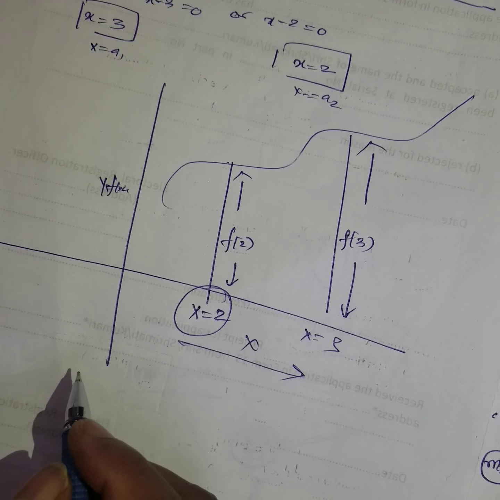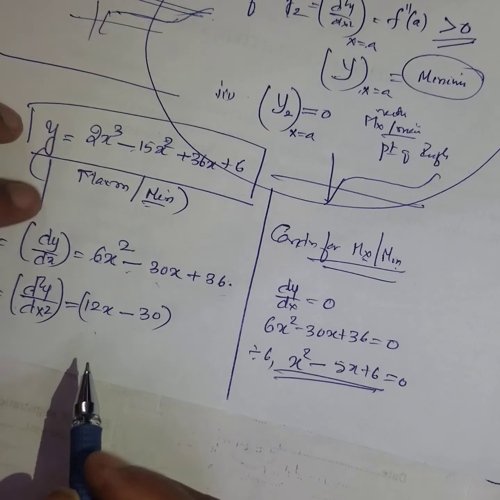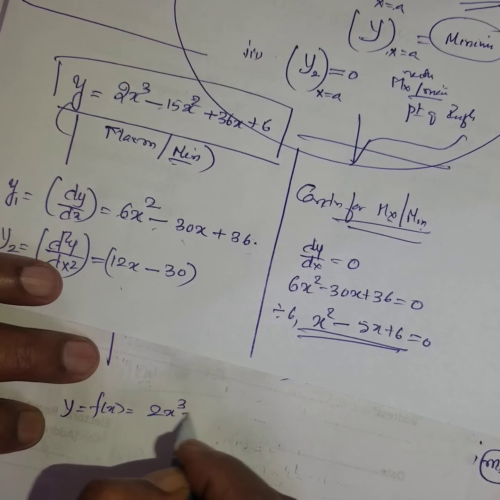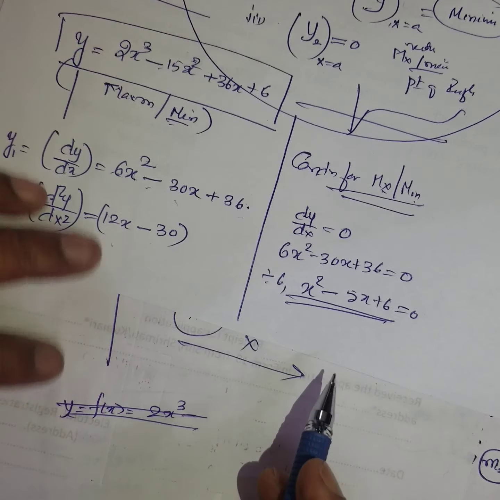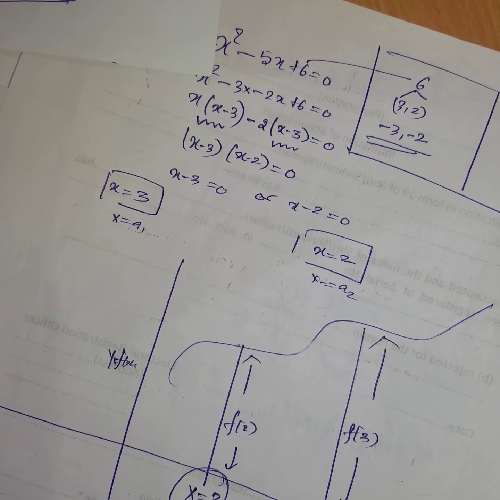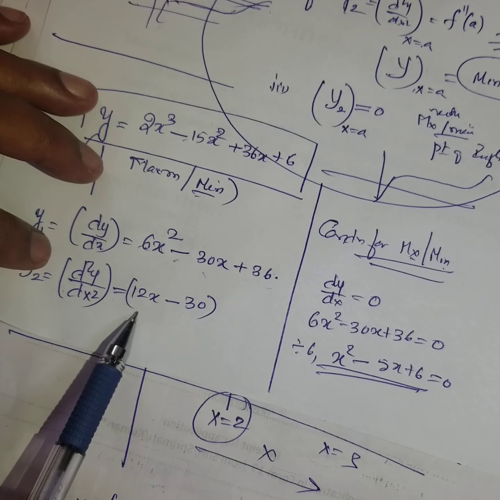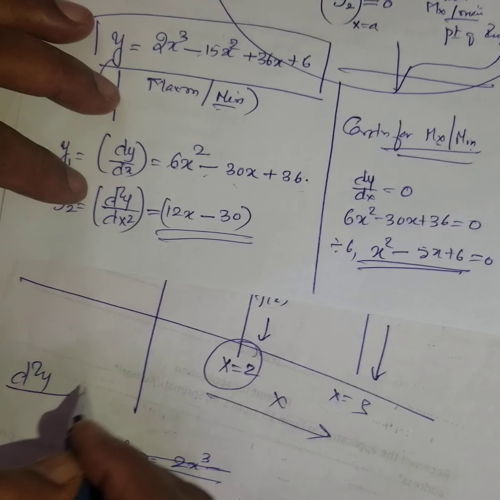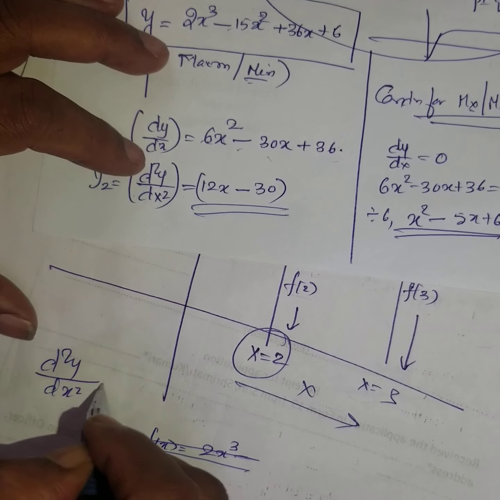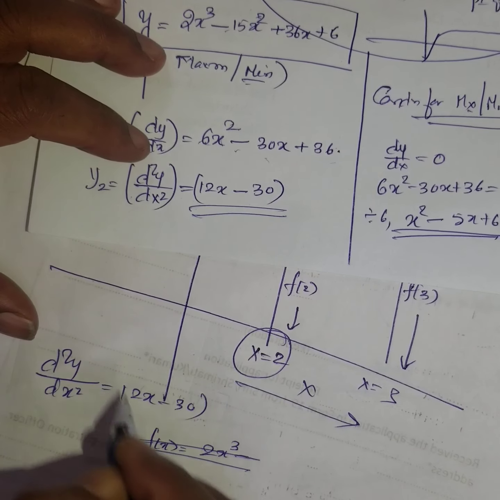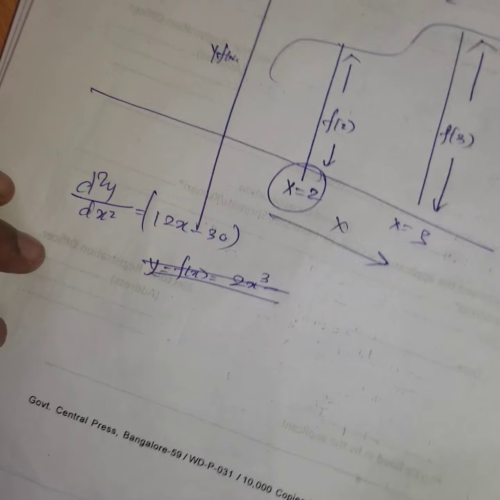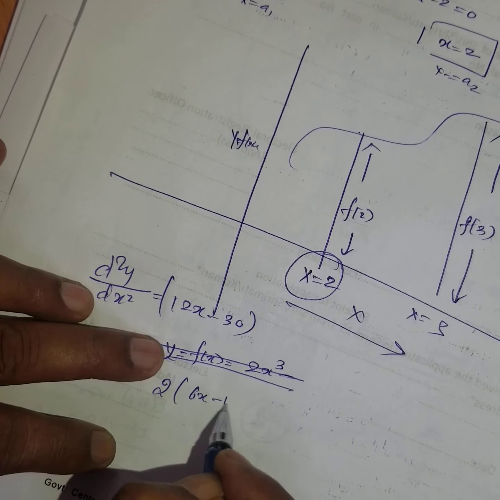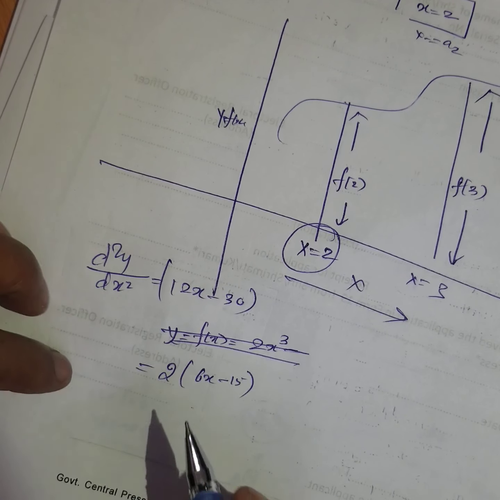What is f(x)? See, y = f(x) = 2x^3 - ... You only found the points. Now, checking, find out the second derivative. What is the second derivative? d²y/dx² = 12x - 30, right? You take 2 out: 6x - 15 is the second derivative.